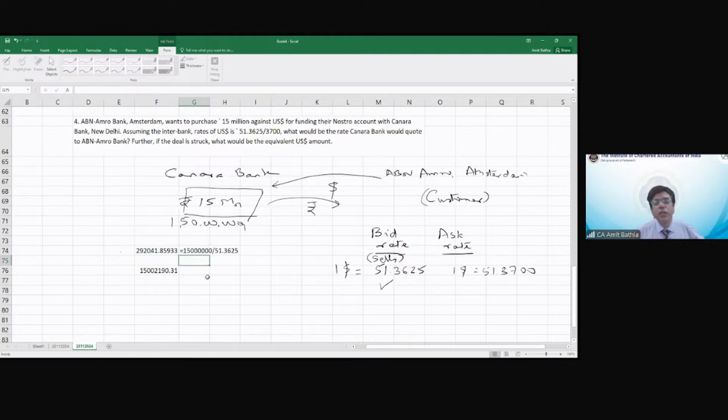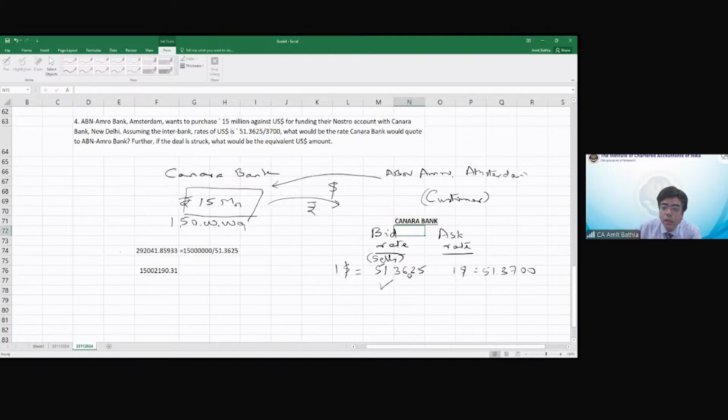All right. So first and foremost, let me reiterate over here. Bid rate means it is the rate at which the customer is going to sell to the bank. So for a banker, these rates are basically reversed. Would you agree to that? I am the customer right now, let's say, and these are the rates given by the bank. Here there is Canara Bank. They have given me these two rates, 51.3625 and 51.37. Bid rate is the rate at which the customer sells the dollar to the bank, and the bank buys at 51.3625.